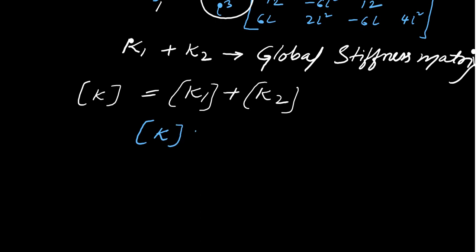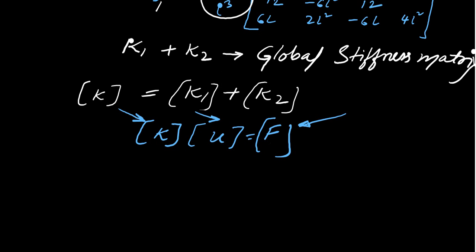Now how is the stiffness matrix defined? Stiffness is equal to force per unit displacement. So K is equal to force per unit displacement. So that you can directly write as K into U is equal to F. Now you obtain the global stiffness matrix as K, and U will be the displacement vector and F will be the load vector. So K is obtained like this.